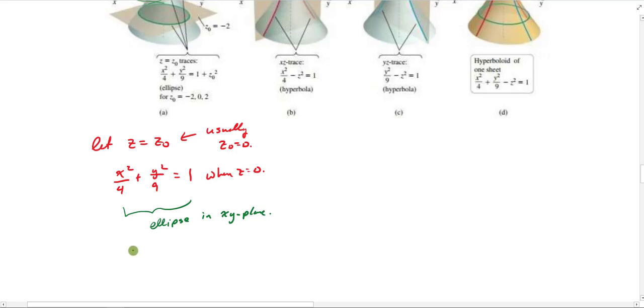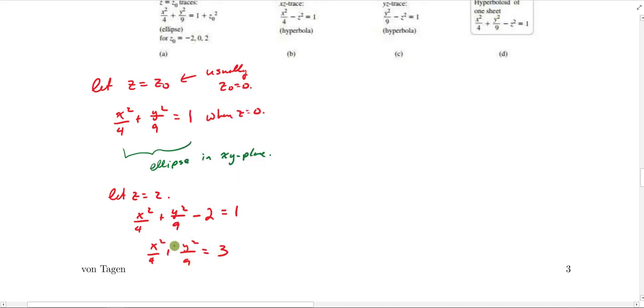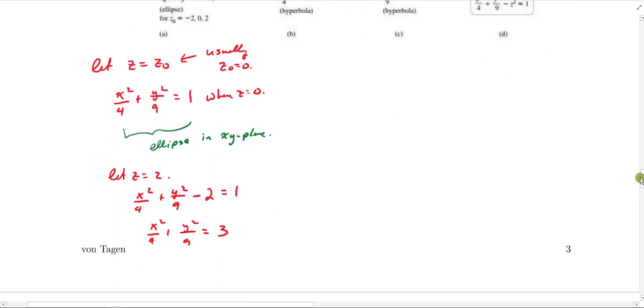Let z equal 2, for example. So you'd have x squared over 4 plus y squared over (z minus 2) squared... folks, I had a mistake here. That should be quantity squared. Good, I was a little worried about that. That should be plus 4 equals 1, or we get x squared over 4 plus y squared over 9 is equal to 5. This is again an ellipse, and even if I picked another value for z, this would always result in some sort of ellipse.